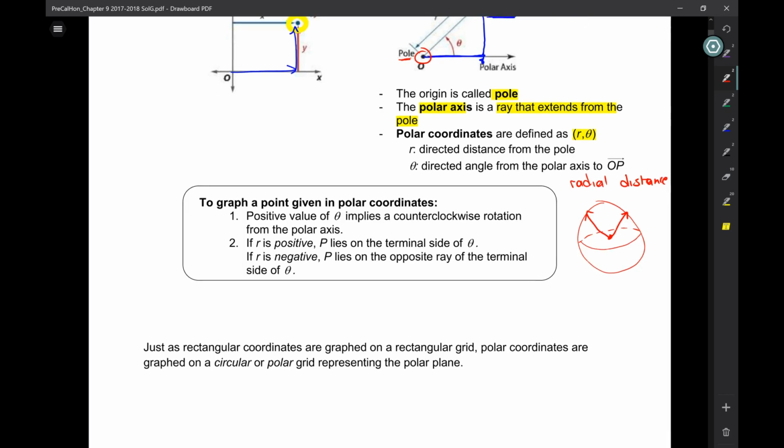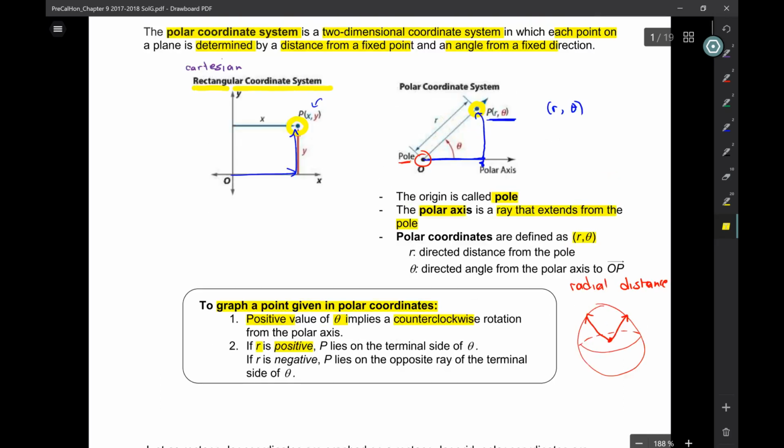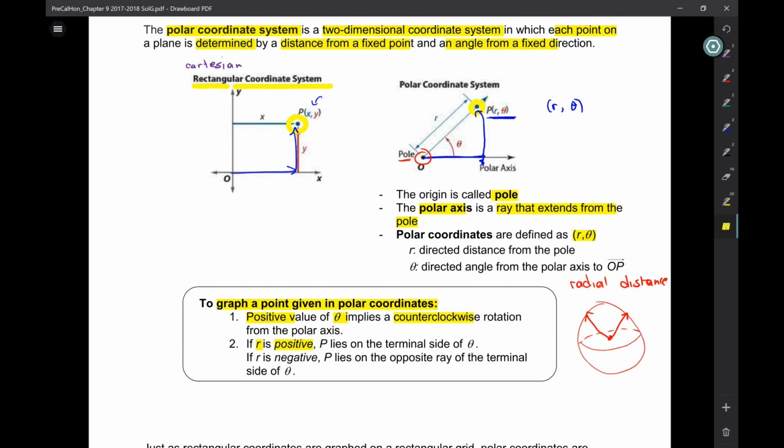Now, to graph a given point, first of all, a positive value of theta implies counterclockwise rotation. We know that from before. If r is positive, P lies on the terminal side of theta. So I rotate 50 degrees, and if r is, let's say, 7, then I'm right there.